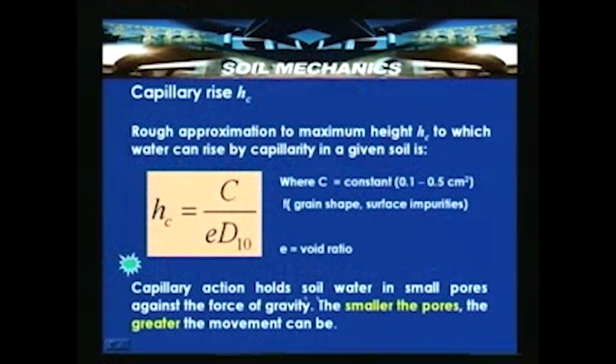So, capillary action holds the soil water in small pores against the force of gravity. The smaller the pores, the greater the movement can be. That means the pore spaces in fine grained soils are very small; though the void ratio is high for fine grained soils, the pore spaces are very small. Because of these small pore spaces and the property of surface tension and adhesion of the water, it exhibits this capillary phenomenon, and because of this it can draw water and keep water within these pore spaces, keeping the soil even above the water table under complete saturation.